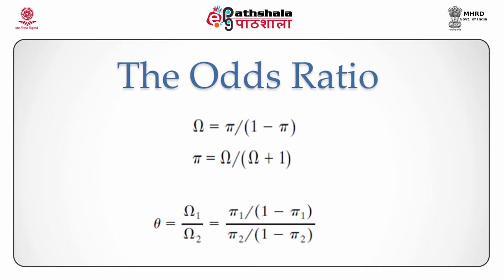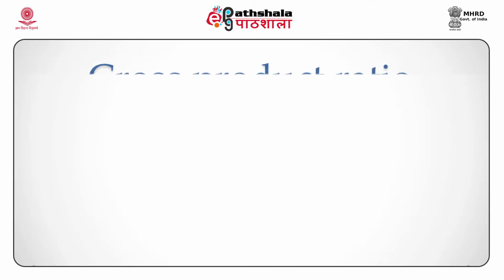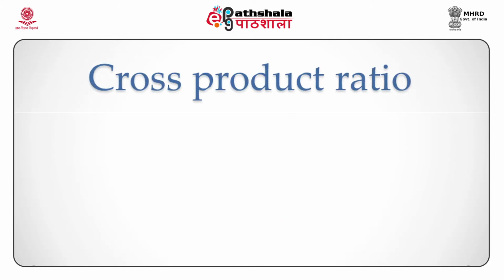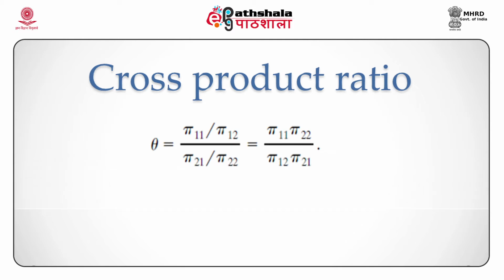The odds ratio is often called the cross product ratio. So assuming that we have sampled from the joint distribution, the odds ratio is given by theta equal to pi 1 1 by pi 1 2 divided by pi 2 1 by pi 2 2. Or on manipulation, this becomes pi 1 1 pi 2 2 by pi 1 2 pi 2 1, and from here you can see the justification for the name cross product ratio.